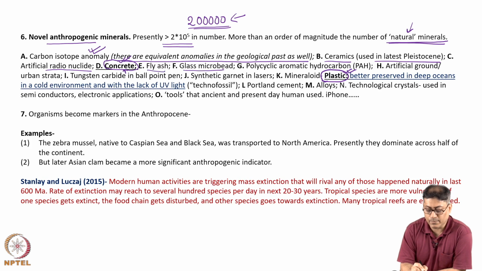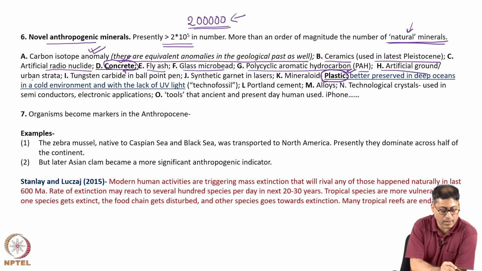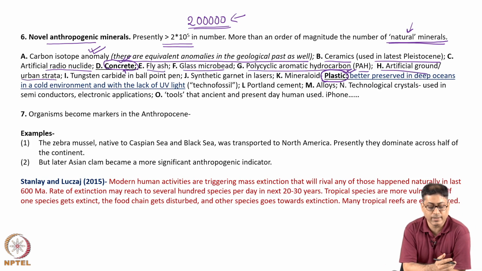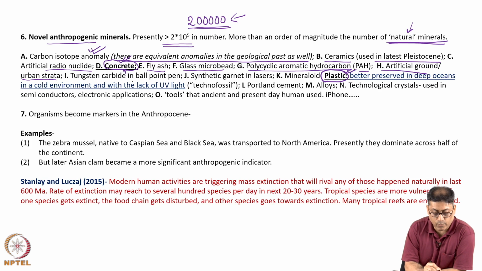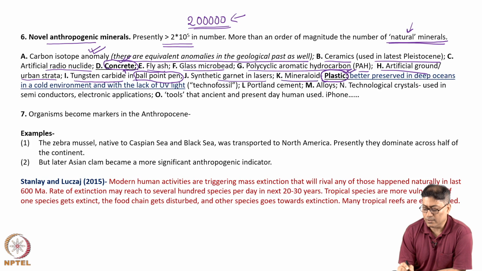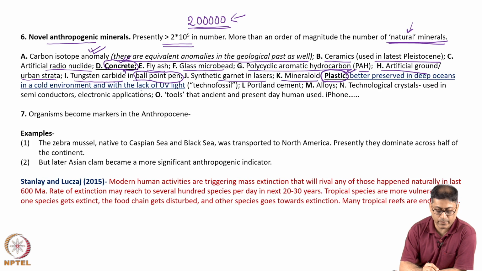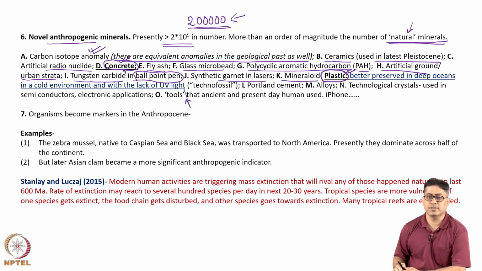Fly ash, glass microbeads, polycyclic aromatic hydrocarbons (PAH), the artificial ground or urban strata, the pitch with which we make the road, tungsten carbide even in the ballpoint pen in our day to day use, synthetic garnets in the lasers, the mineraloids, plastic. Note that plastic is better preserved in deep oceans in a cold environment and with the lack of UV light. So, in the deep ocean there is a good chance of preservation. Plastic is not only there on the land portions, but the plastic which we discard, if not properly collected, can go to the rivers and then to the seas and it affects the marine ecology.